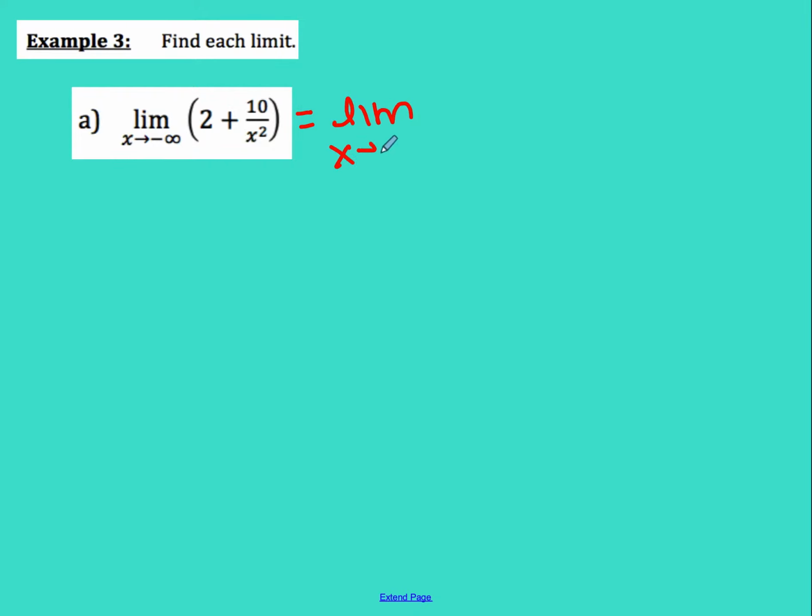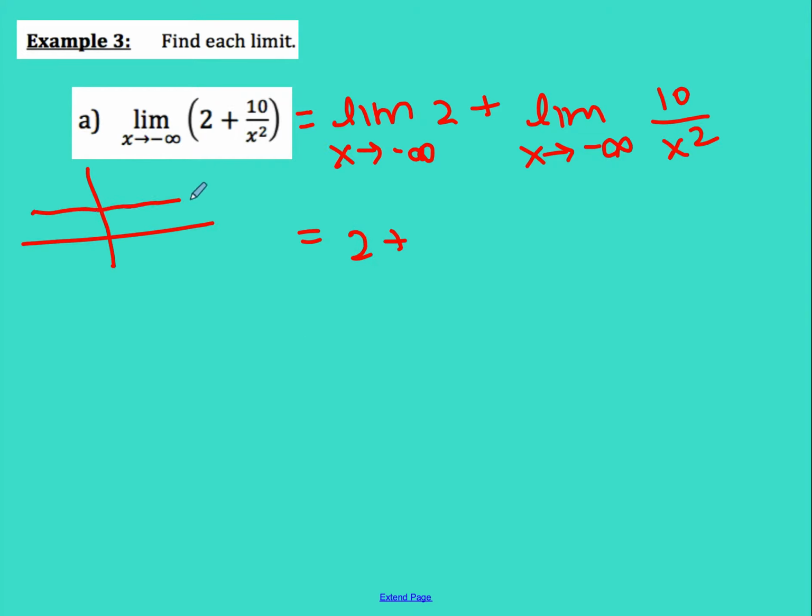This is our limit as x approaches negative infinity of 2 plus our limit as x approaches negative infinity of 10 over x squared. For the first one, 2 is a constant, and if you remember your limit laws, you would know that if it's a constant, it's going to stay 2. So this is going to be 2. Graphically, it's a y equals 2 equation, which is a horizontal line, and as it goes to negative infinity, it's going to stay the number 2. Then I would move on to my second part.